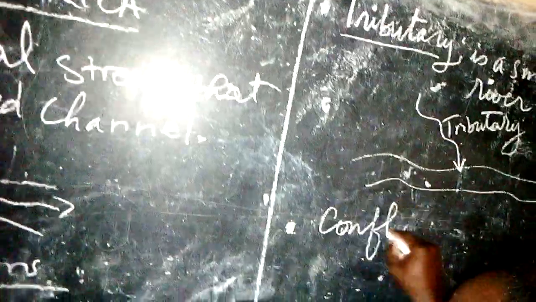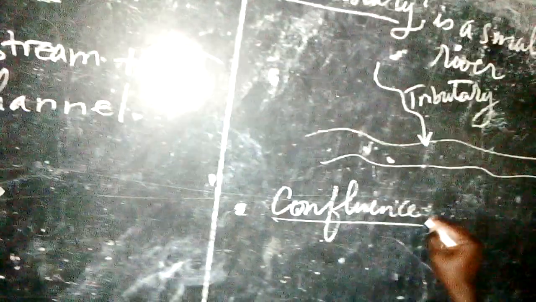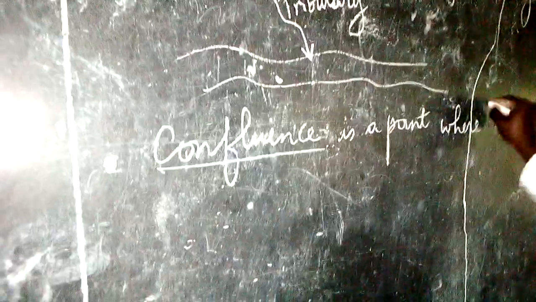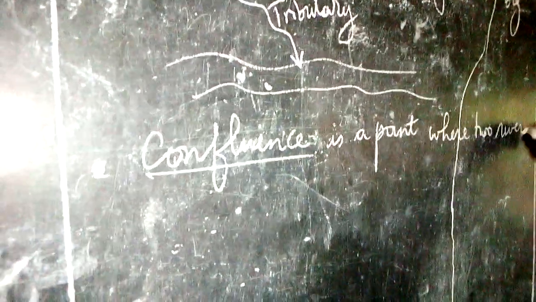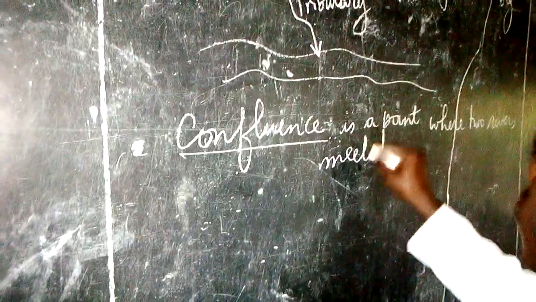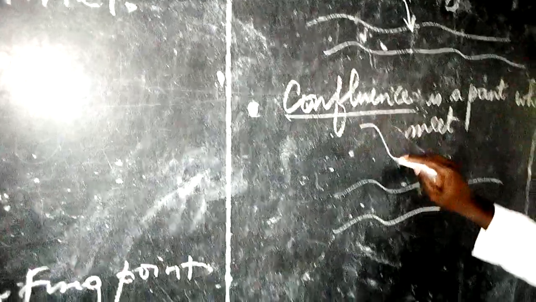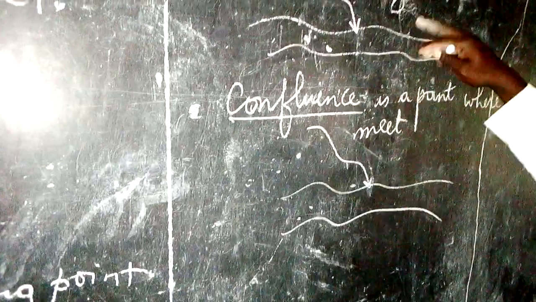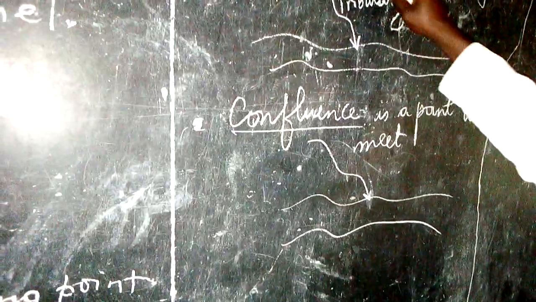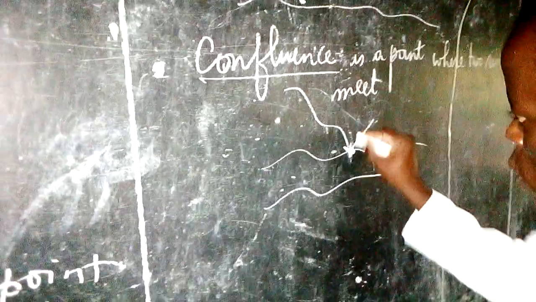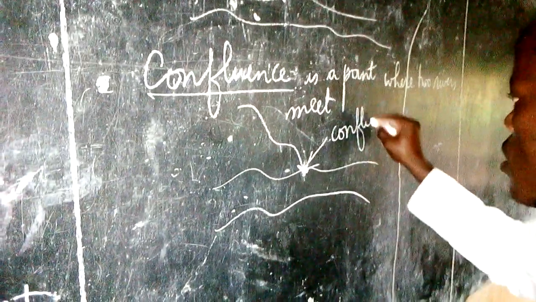Let's talk about a confluence. When you talk of a confluence, it is a point where two rivers meet. Meaning that suppose this is a big river, and a small river comes to join the big river, as we mentioned above, this one is a tributary. And at the point where this small river has joined with the big river, this point is what we call a confluence.